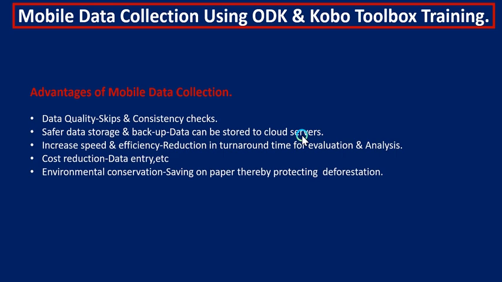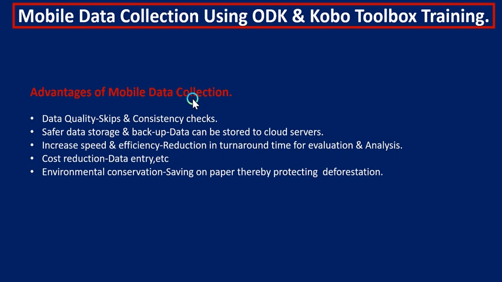The first importance of moving from collecting our data using paper questionnaires to mobile data collection is that it ensures data quality. In Kobo Toolbox platform, we are going to see how to use skips and consistency checks to ensure the quality of data that you collect from the field. Another one is that mobile data collection assures safer data storage and backup, because you store your data in cloud servers, as compared to paper questionnaires, which can be easily destroyed. That makes it very difficult if in future you want to do some kind of verification or come back to see what you had done. So that's another advantage.